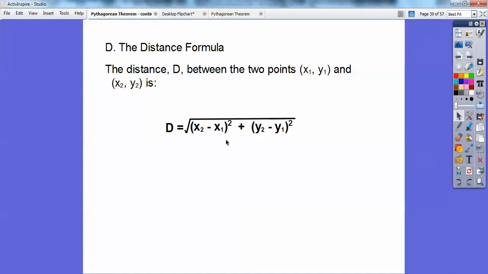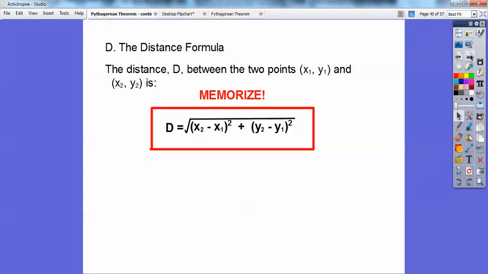It's going to be, you subtract the x's, so I take this x minus this x, and I square that after I subtract. Then we add. You subtract the y's, this y minus this y, and then I square that. And then after I square them, I'll add them together. And then when you add them together, we simplify it with our simplified radical like we did before.